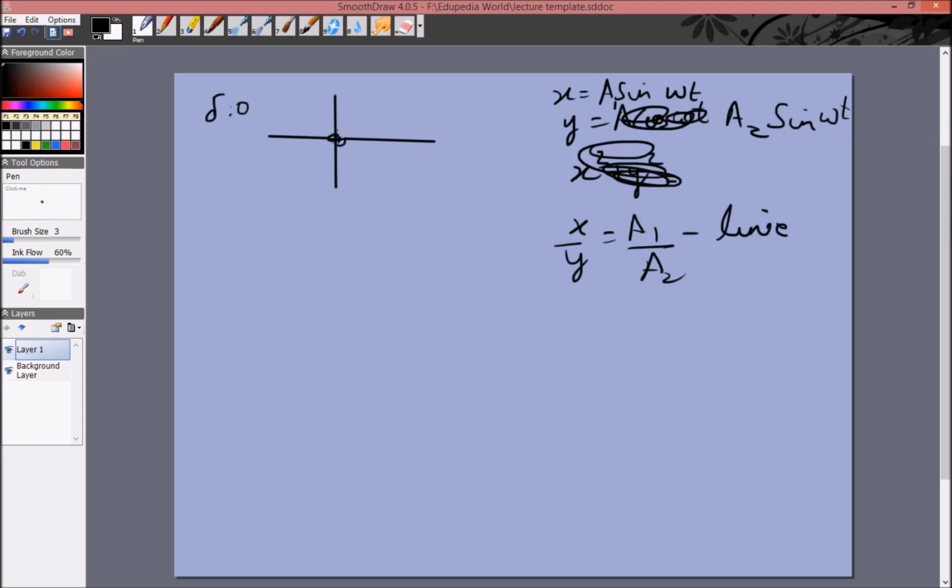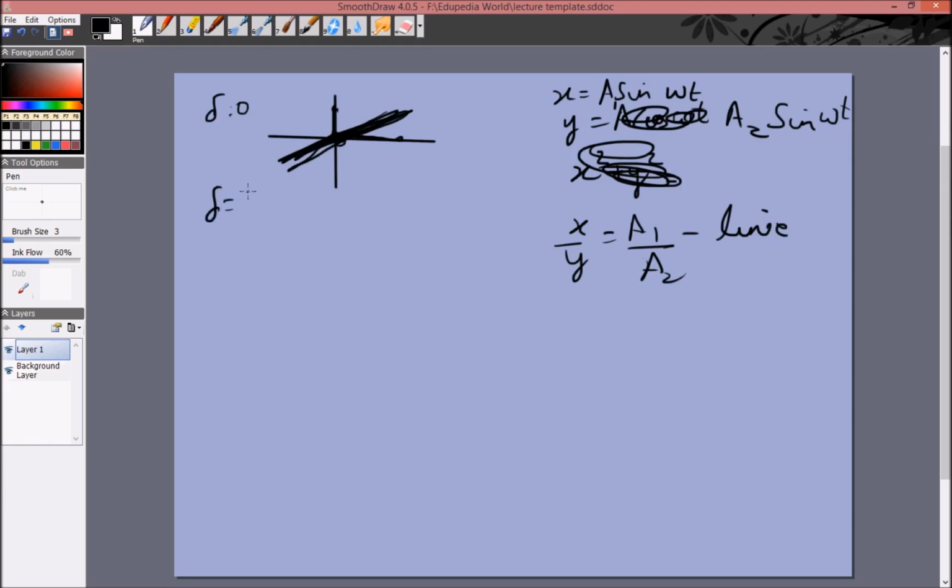If both of them are acting such that initially they're at the origin and then they reach the extreme positions together, then initially the particle is at 0, 0. As x increases to the extreme position, y increases to its extreme position. So the motion will be like this. All the time it will move on this line.